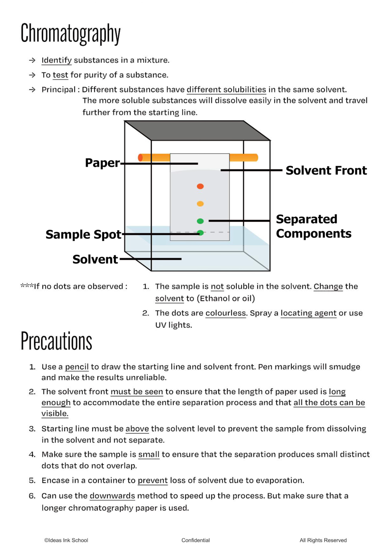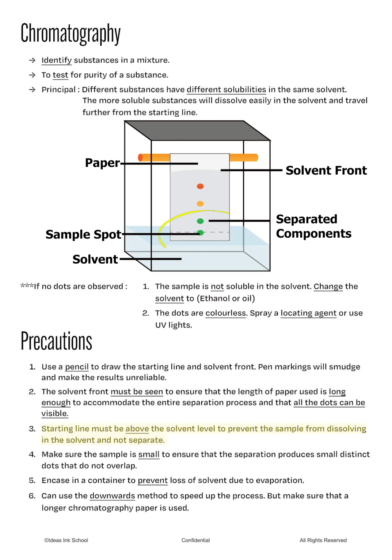While performing chromatography, we have to take note of a few precautions. We need to use a pencil to draw the starting line and the solvent front. Pencil markings are insoluble and will not smudge, while pen ink will smudge and interfere with the results, making them unreliable. The solvent front is the maximum distance that the solvent can travel up the paper. This maximum distance is due to gravity and evaporation. The solvent front must be seen to ensure that the length of paper used is long enough to accommodate the entire separation process and that all the dots can be visible.